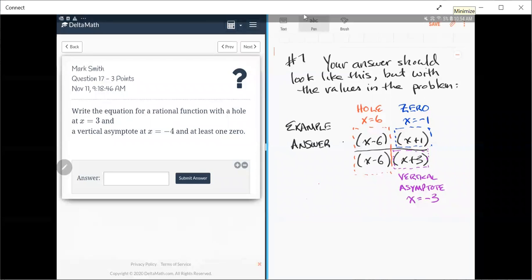This is a very quick video for the Unit 4 test on the last 4 problems. This is number 17. For number 17, your answer should look like this. So there's an example answer where the hole is x equals 6, the vertical asymptote is x equals -3, and the zero is x equals -1.